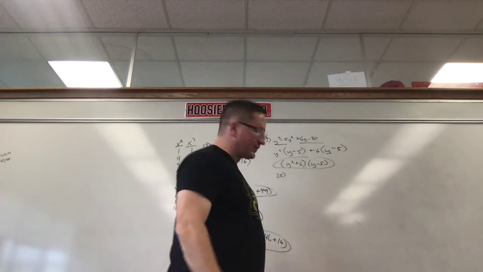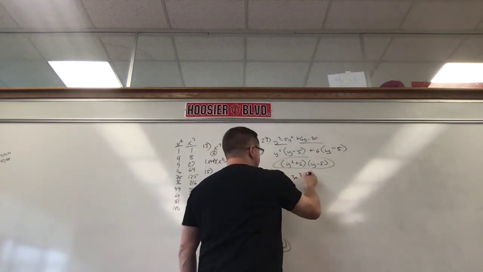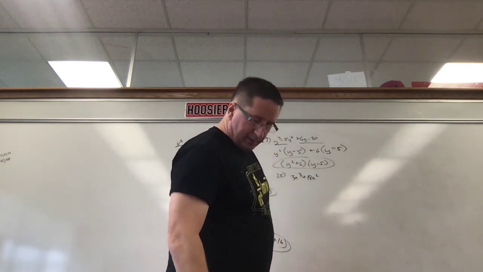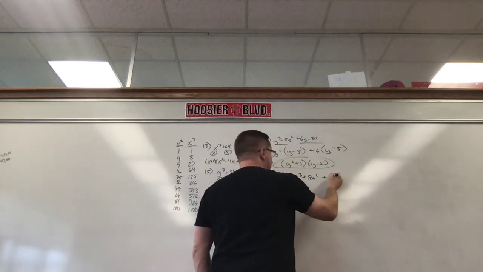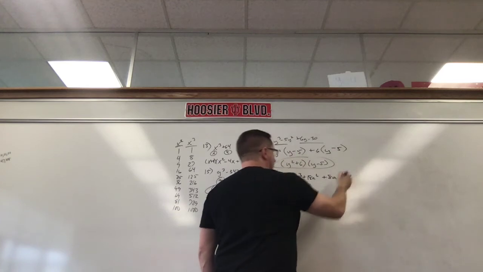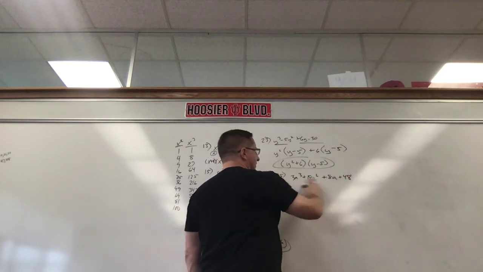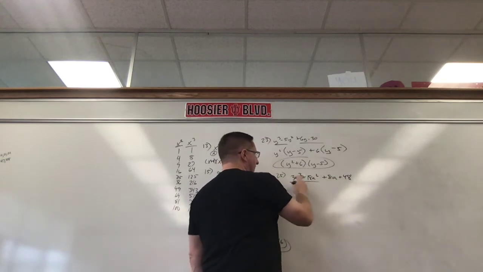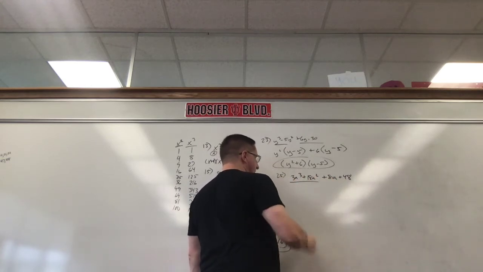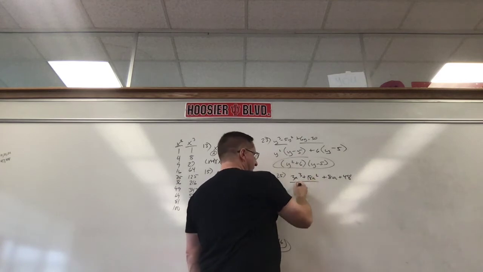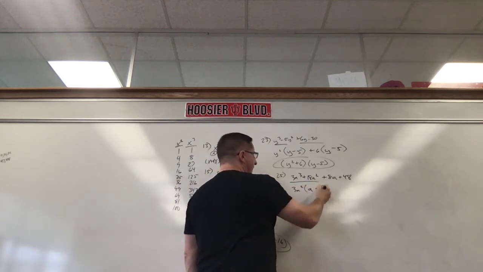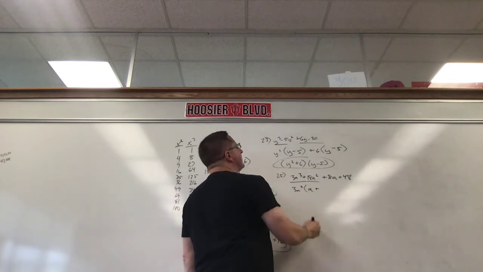We have 3a3 plus 18a squared plus 8a plus 48. Okay, so is there anything that goes into all of these? You might be thinking 3 goes into them, but 3 doesn't go into 8. Okay, so we just group these. What can I factor out of 3a3 and 18a squared? 3a squared times what is 3a3? A. Plus 3a squared times what is 18a squared?